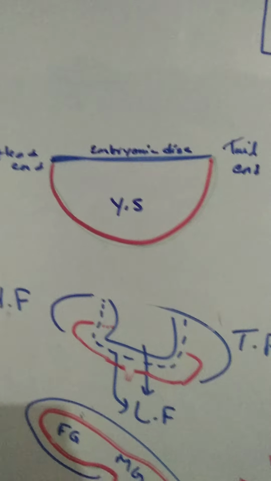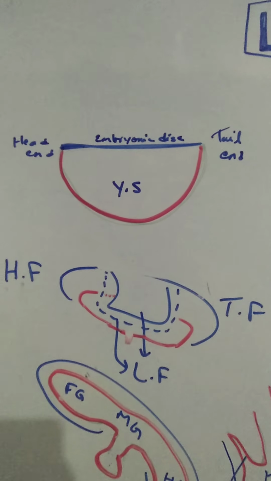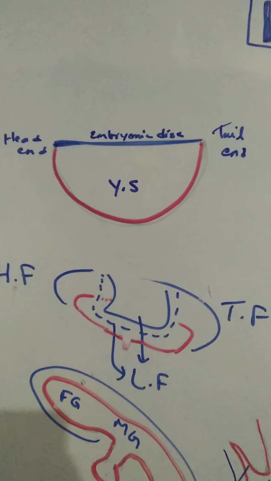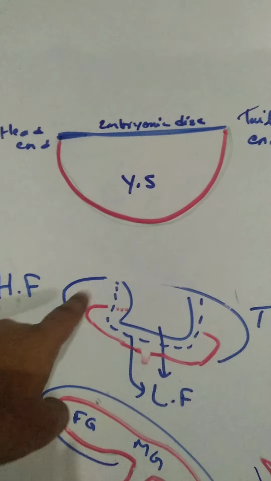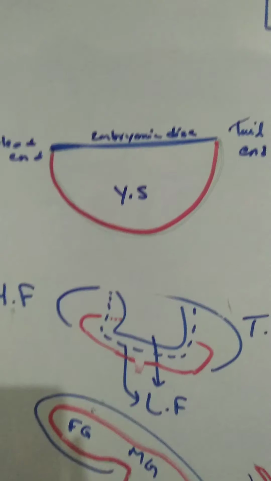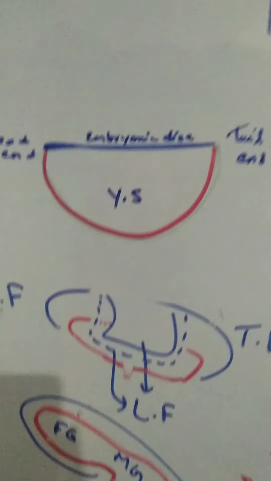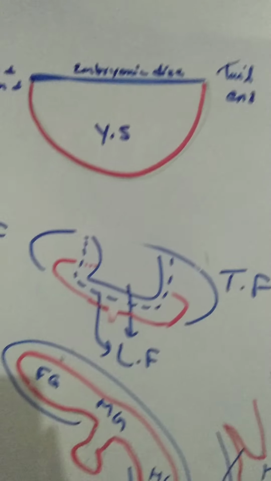At the 4th week of intrauterine life, there will be 4 folds. At the head end, there will be the head fold. At the tail end, there will be the tail fold. In the middle, there will be 2 lateral folds. You can see these 2 lateral folds in the middle of the body of the embryo. These 2 lateral folds will draw this yolk sac into the embryo, converting the embryo from a disc shape to a cylindrical shape.